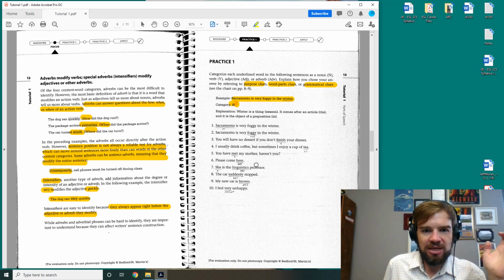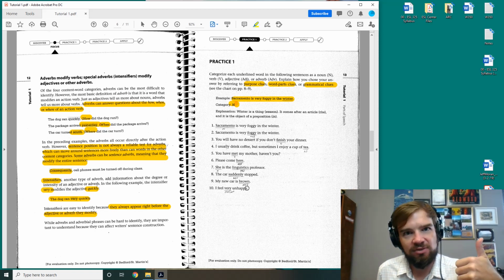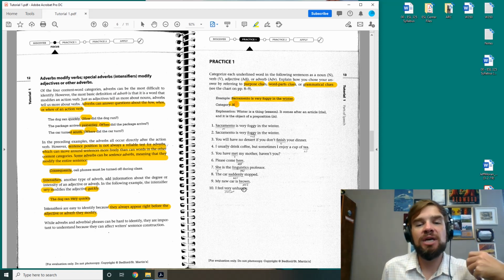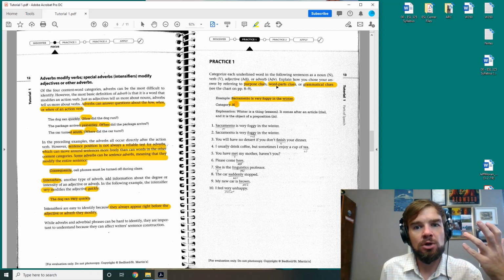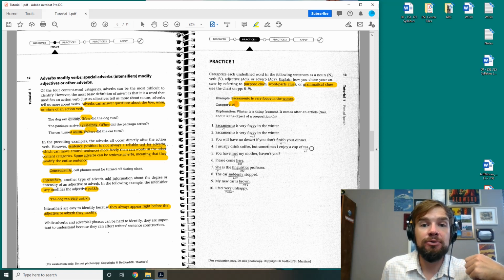So try to do the same thing here. You can probably see my handwriting. So even if you know the part of speech, great, that's even better. But can you explain why using purpose clues, word part clues, and grammatical clues?